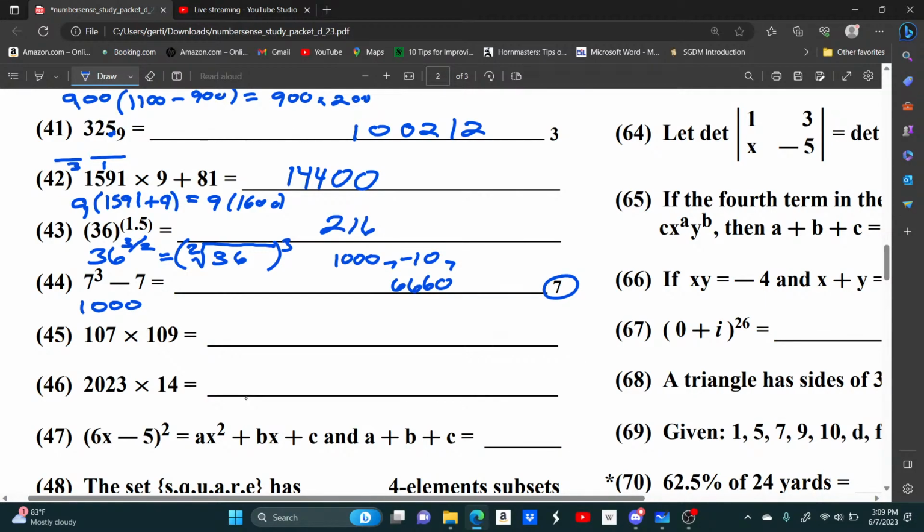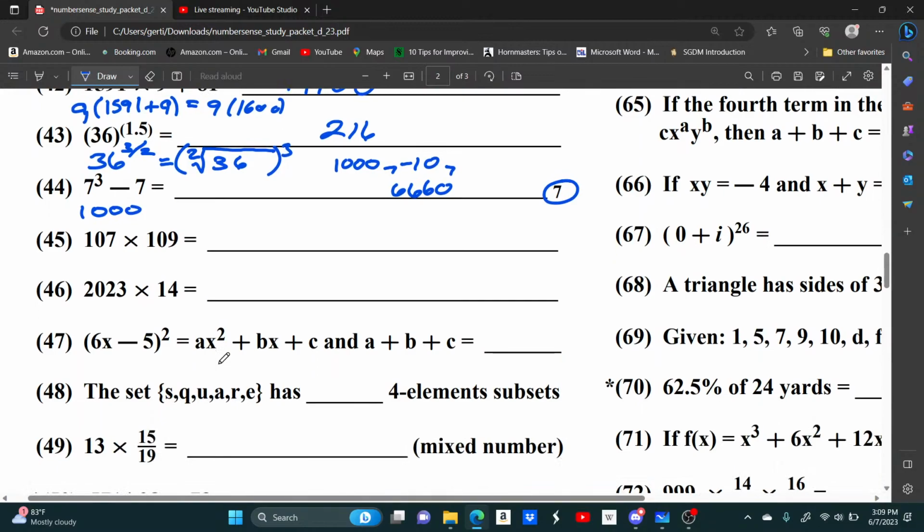Okay, 45. We're multiplying two numbers that are close to and over 100. So these are both above 100, that's 7 above and that's 9 above. First thing you do is you multiply these two. 7 times 9 is 63. And then you add the two. 7 plus 9 is 16. And then you just write a 1.